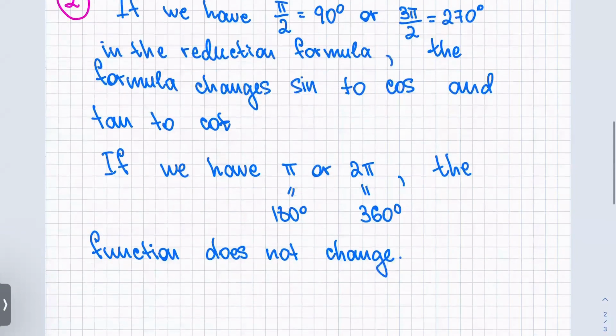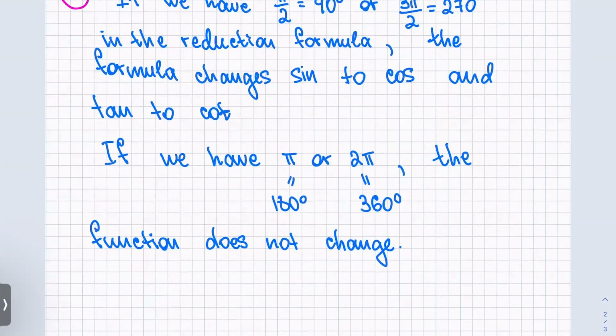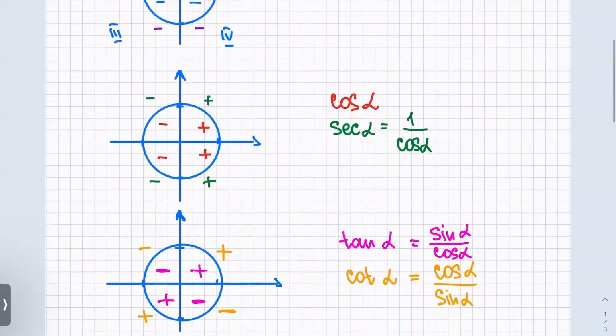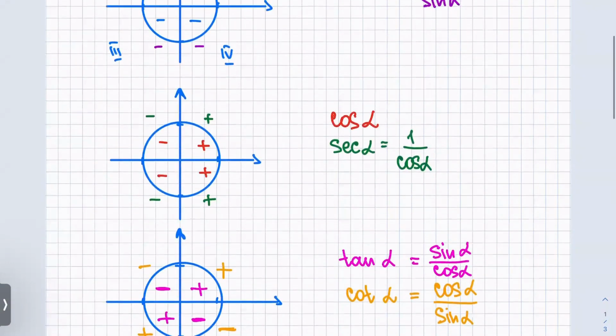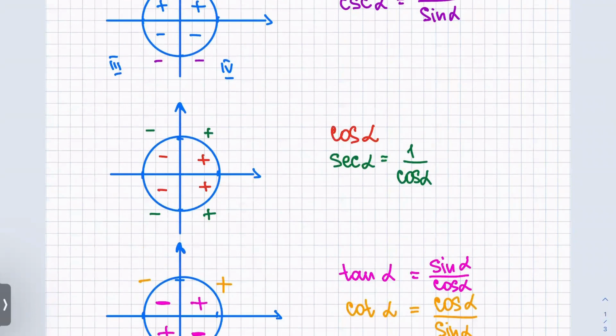And here, dear students, to finish this application of reduction formulas, we have to look at step number 3. Step number 3 is relevant to the signs of trigonometric functions with respect to each quadrant that we drew here. So what do I mean, dear students? I mean the following.